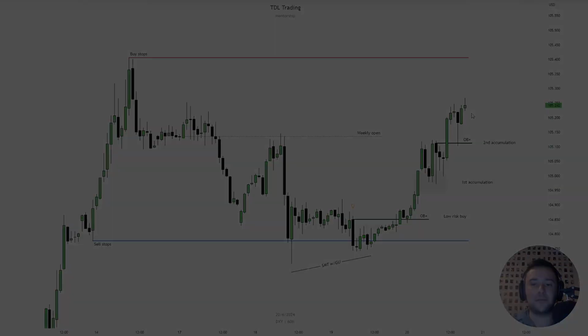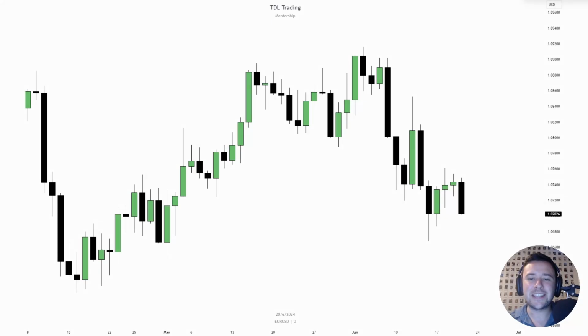So for me personally I was biased long on dollar, so I was looking to short Euro USD on the Friday itself. Now that we've established a bias on dollar, we need to take a look at the Euro USD chart and see if our bias aligns with the DXY chart. So let's start off with creating a long-term view on euro dollar.